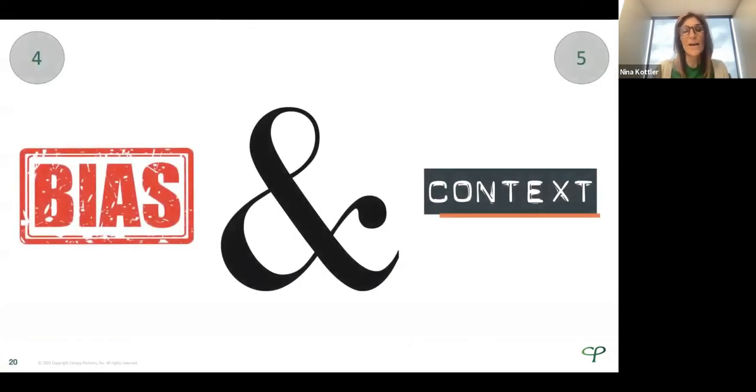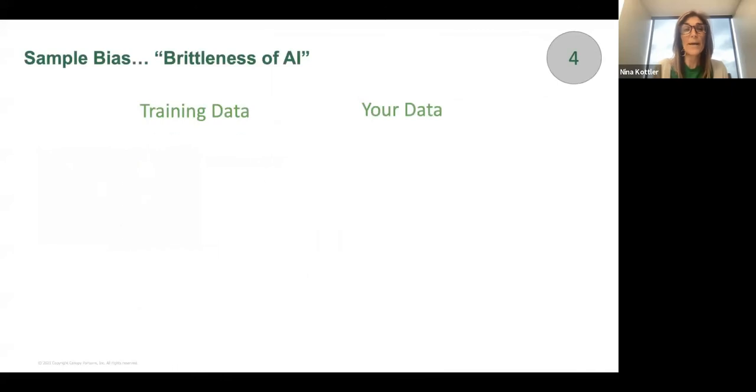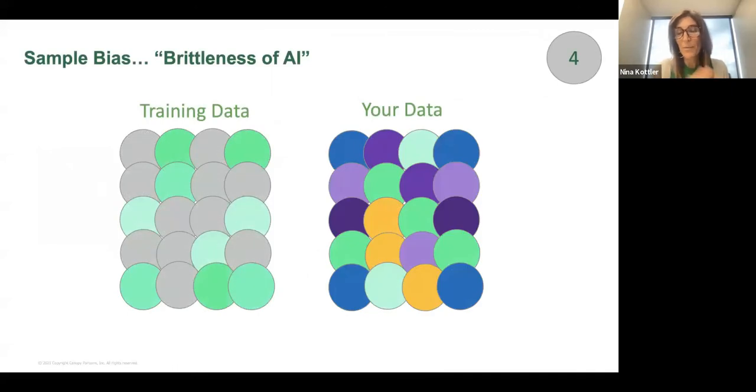Okay, number 4 and 5, we'll talk about bias and context. We only have a little bit of time today, so I'm just going to talk about the 2 most important components that I think are relevant about bias. And this one is the most relevant. If you remember anything from today, remember the sample bias, which causes the brittleness of artificial intelligence. And what is that based on? Well, that's based on the fact that artificial intelligence understands the data that it's been trained on. So if your training data is different than your own data, the accuracy that you're hearing from the AI vendors is going to be very different in your environment.